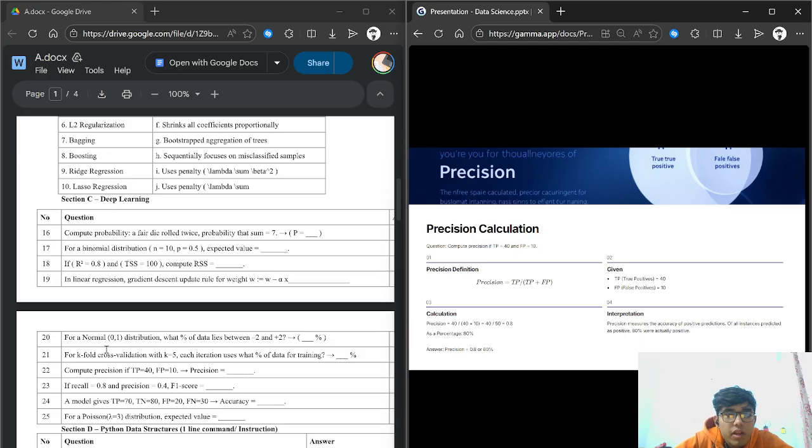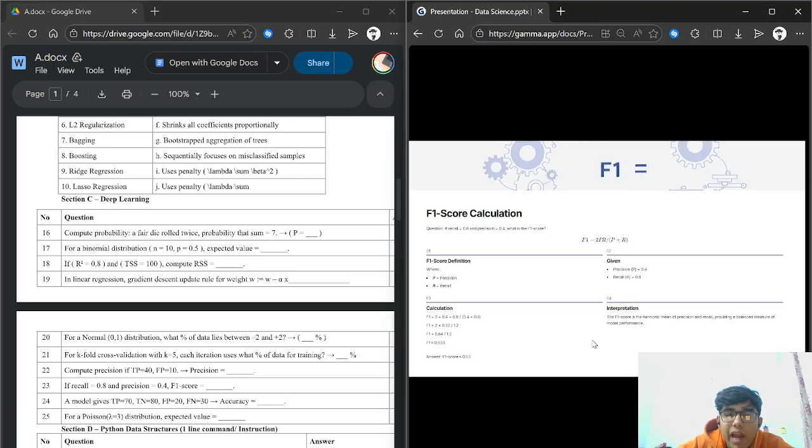In the next question, we are asked to compute the F1 score, right? So the recall is given as 0.8 and precision is given as 0.4. So the F1 score is basically the harmonic mean of precision and recall. So we multiply precision and recall and divide by the addition of precision and recall. So this is the approximate value that we get, that is 0.53. Simple formula based question, right?